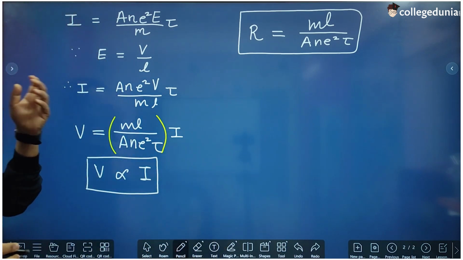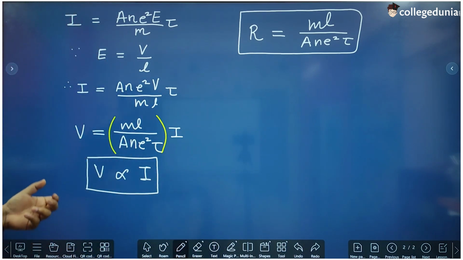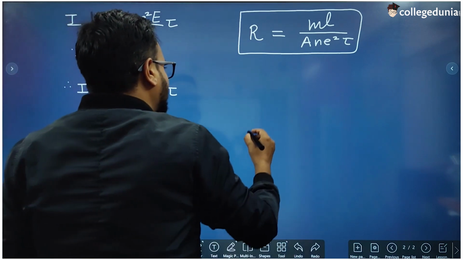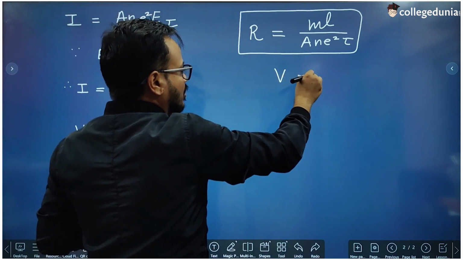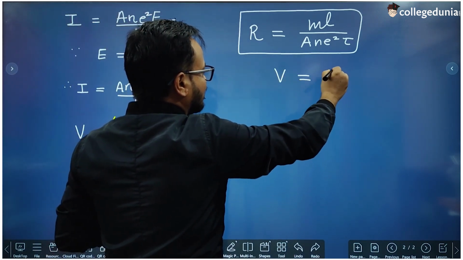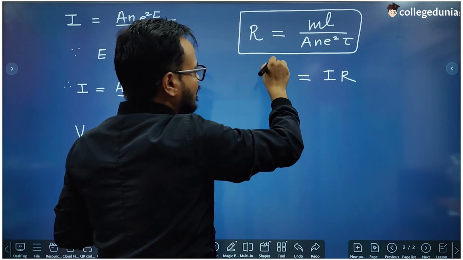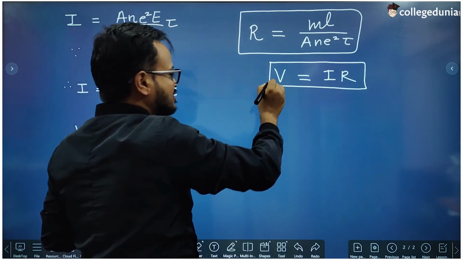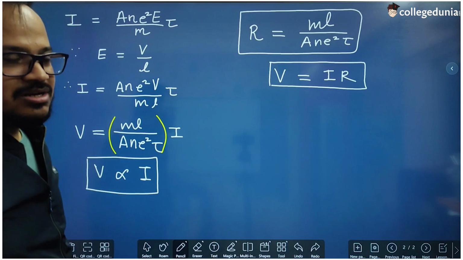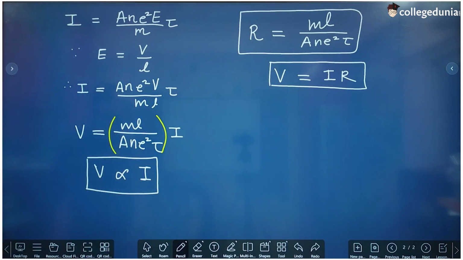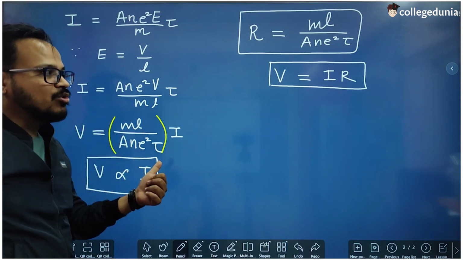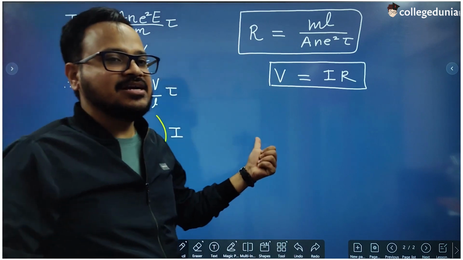It is a quantity which opposes the flow of electrons through a conductor, and its SI unit is ohm. So this equation becomes V equal to IR, which is a very famous equation. You all have studied this equation in class 10th also. So this was Ohm's law and its proof.